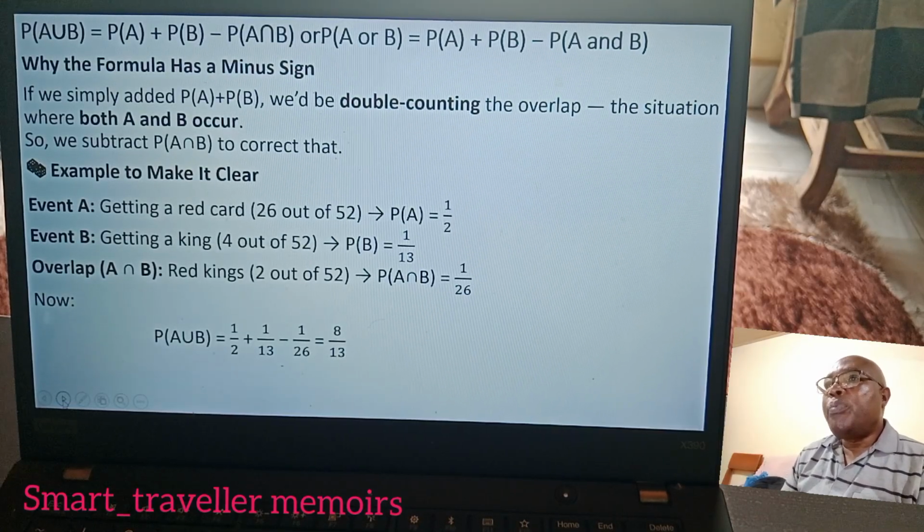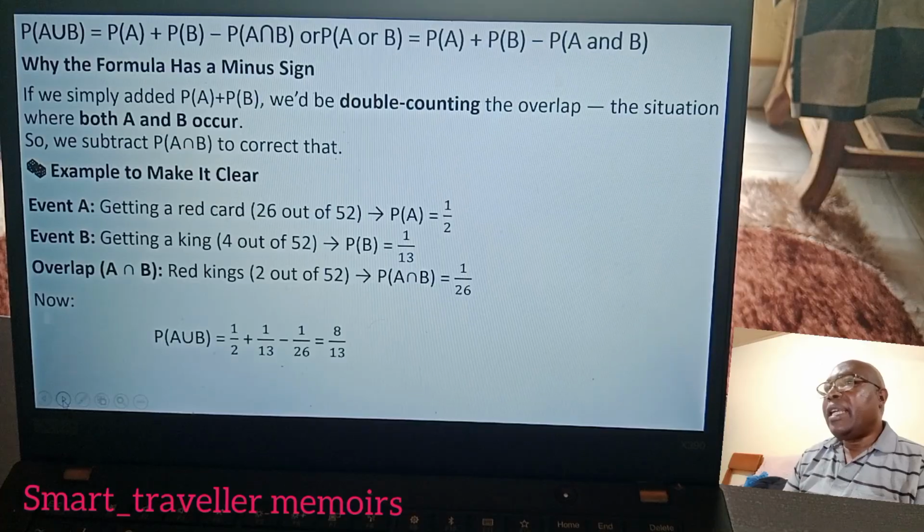Probability of A union B is equal to probability of A plus probability of B minus probability of A intersection B. Or P, A or B, the one form, equals PA plus PB minus PA and B.